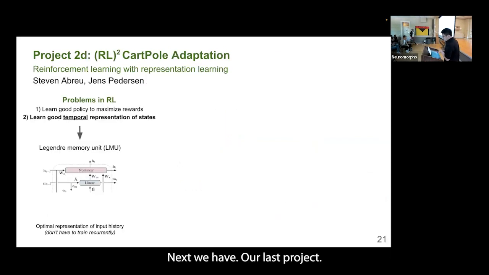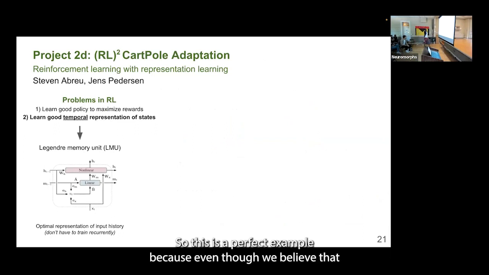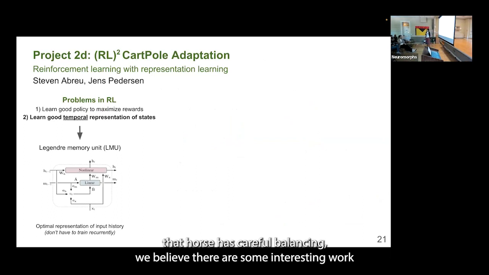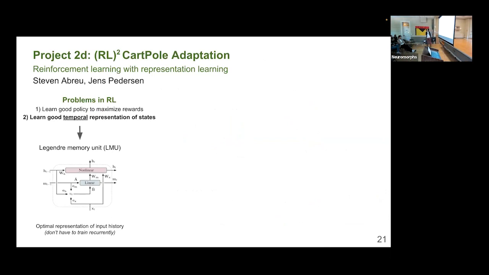Next, we have our last project. So this is a perfect thing to pick up, because even though we are beating the dead horse that is known as cartpole balancing, we believe there's some interesting work in the meta-learning domain and in the continuous domain. So let me briefly explain that, as Maxime says, RL is quite hard.